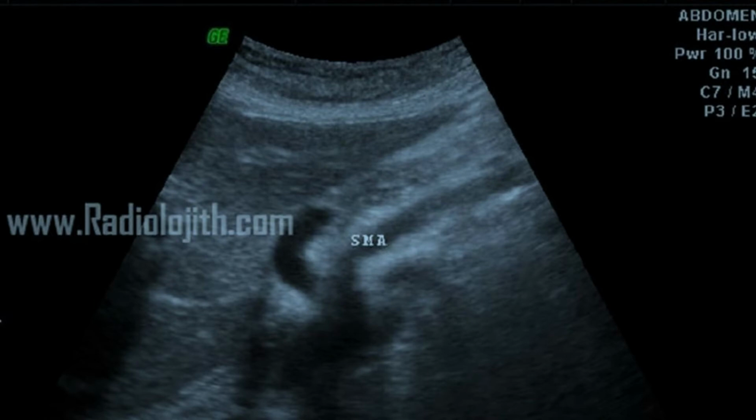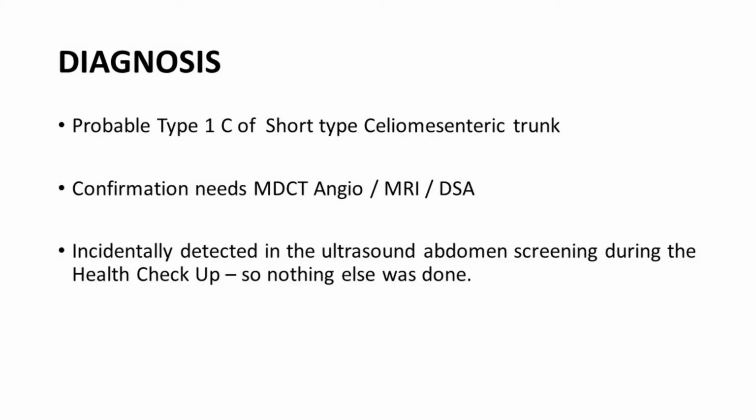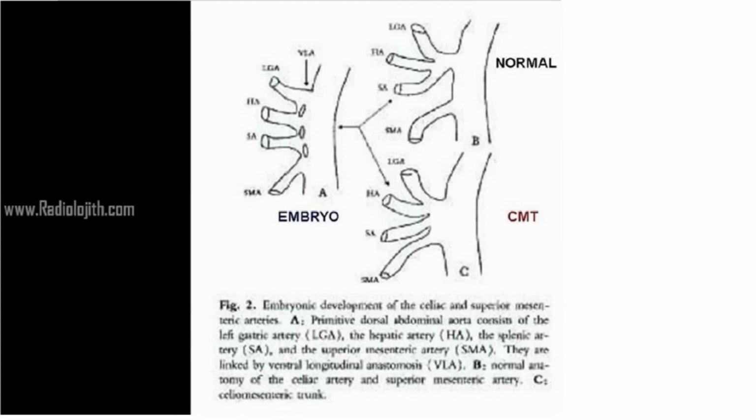The diagnosis is probable type 1C of short type celiomesenteric trunk. The confirmation needs MDCT angio or MRI or DSA. That case was incidentally detected in the ultrasound abdomen screening during the health checkup, so nothing else needs to be done.